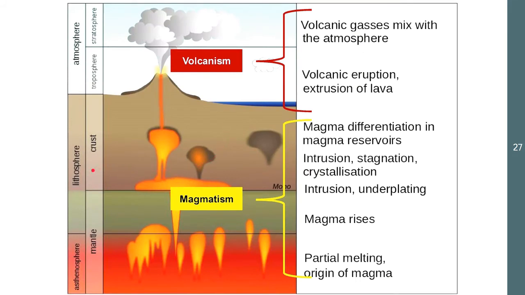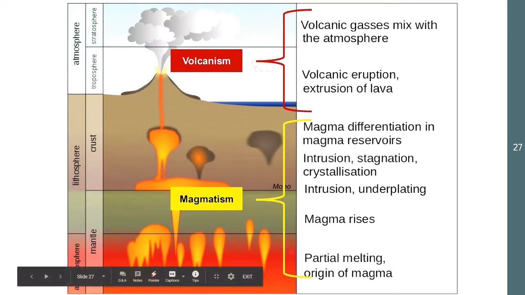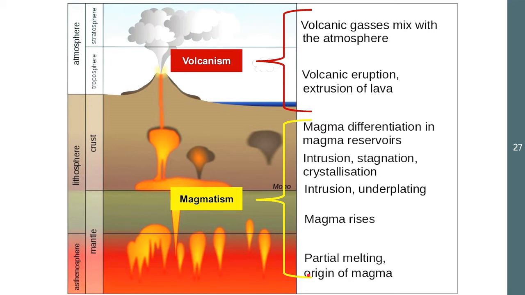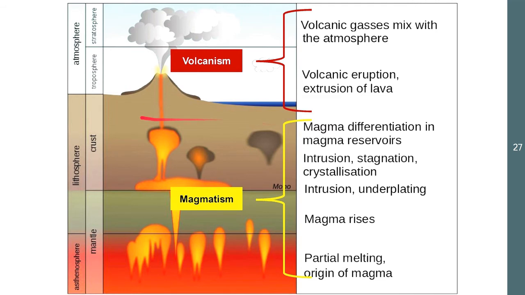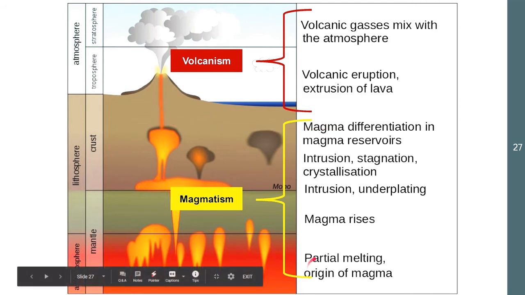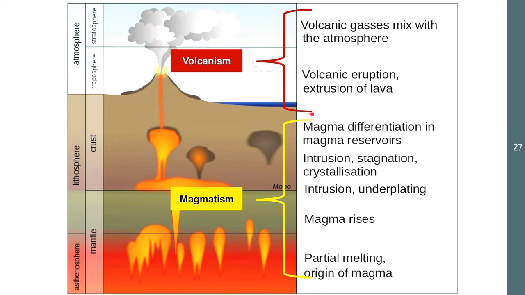So again, just to clarify, magmatism starts from the mantle, okay, the asthenosphere, and then until it reaches the lithosphere, right, just below the Earth's crust. So that's magmatism. Melting of magma, rising of magma, intrusion of magma, then preparing to erupt. However, as soon as it reaches the surface and erupted out of a volcano, then we call that volcanism.